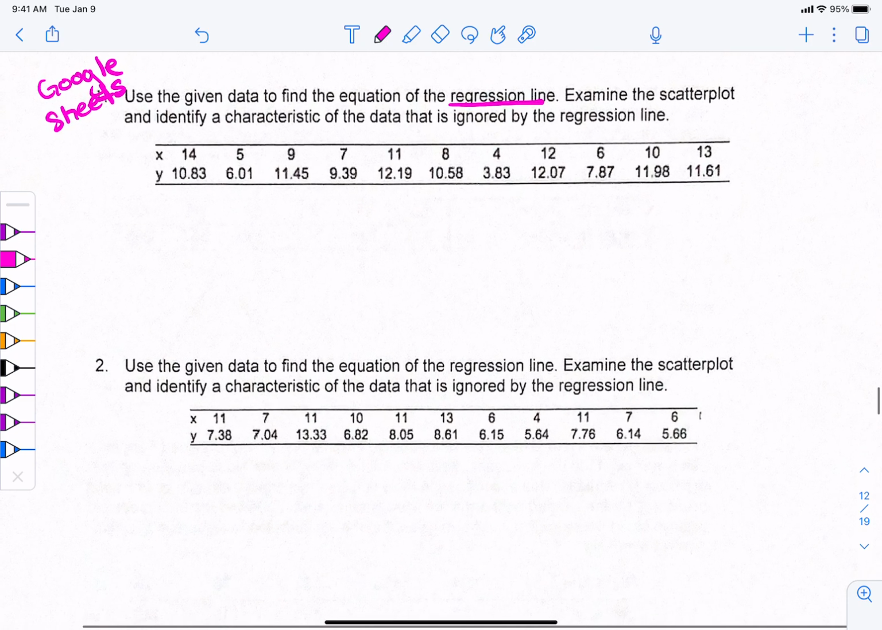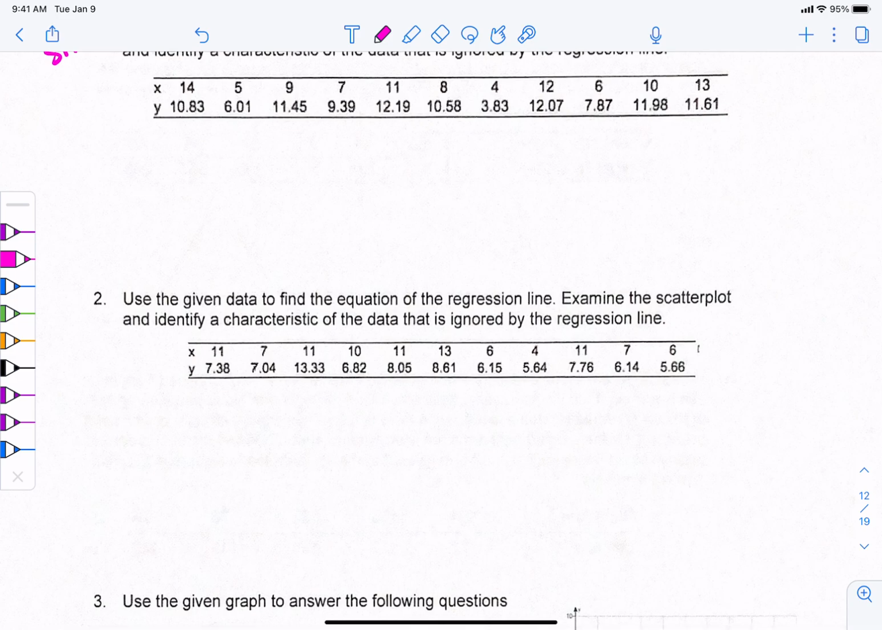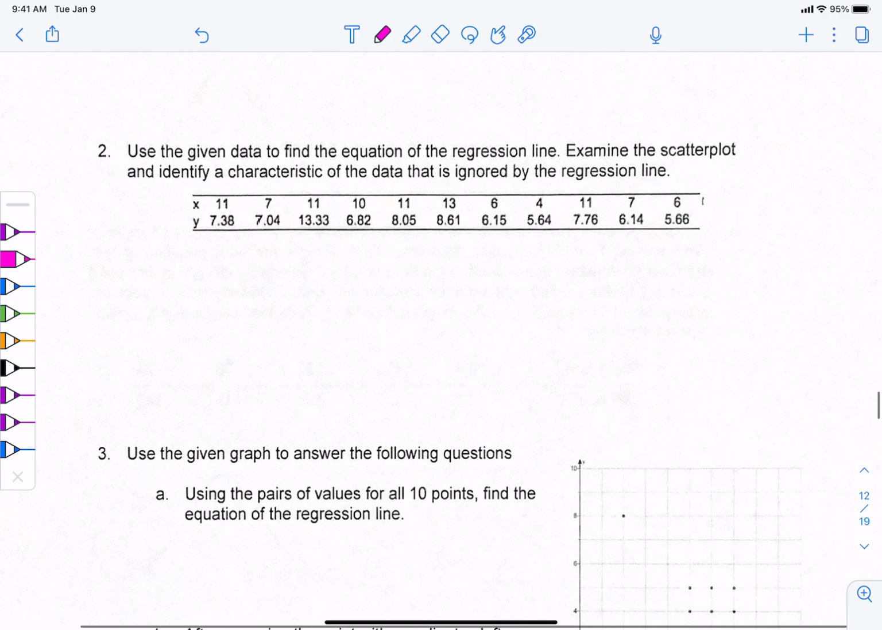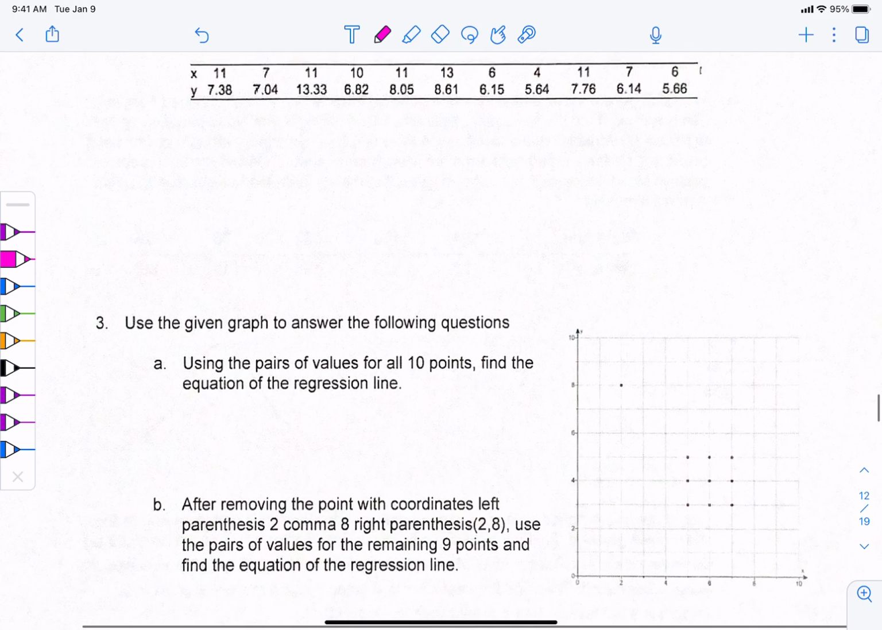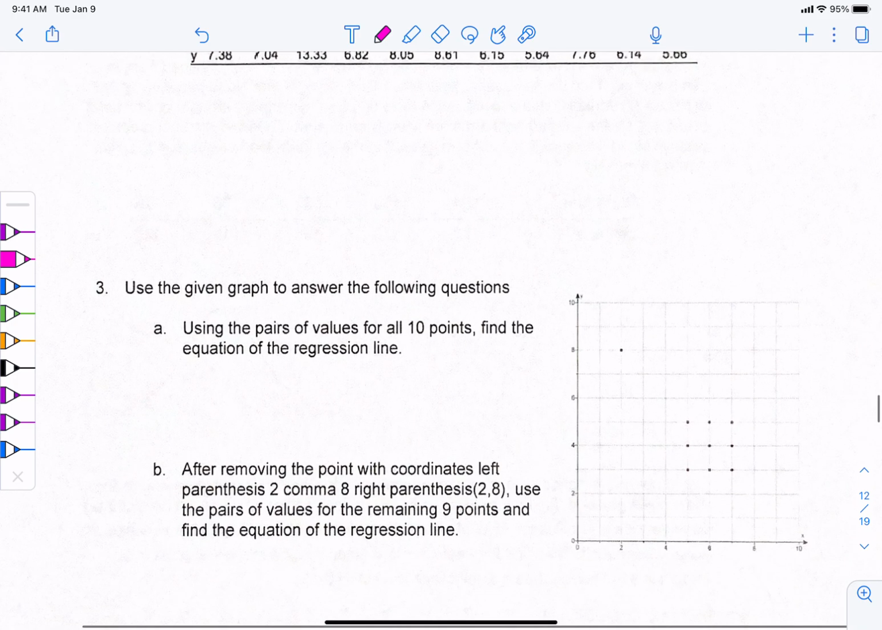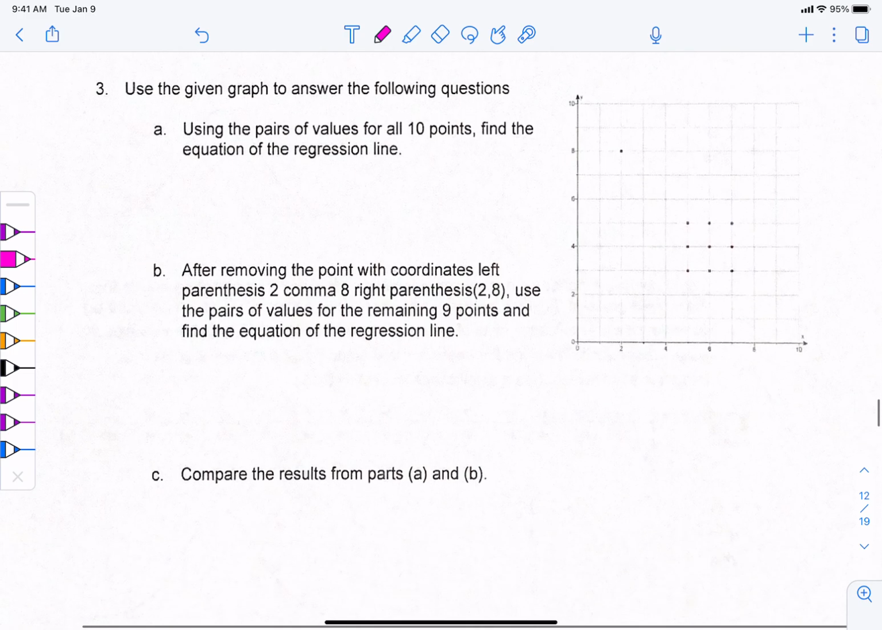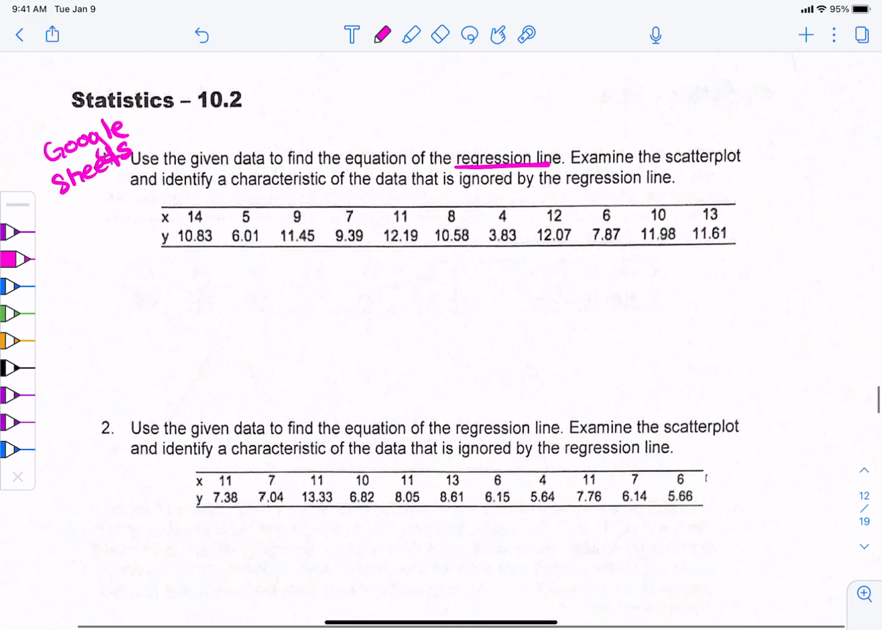Okay. But anyway. All right, chapter 10, number 1 and 2. Use the data to find the equation of the regression line. Do the same thing again. So do 1 and 2. Let's have you just do that. 1 and 2. Okay, that's enough.